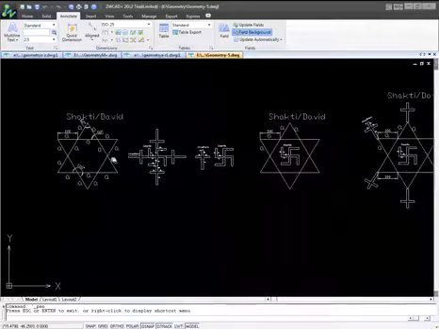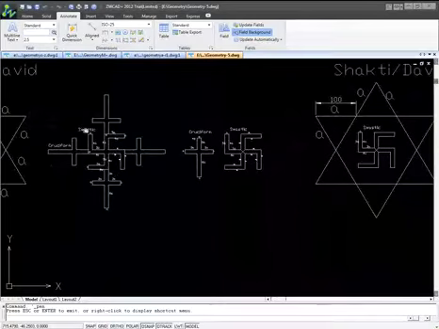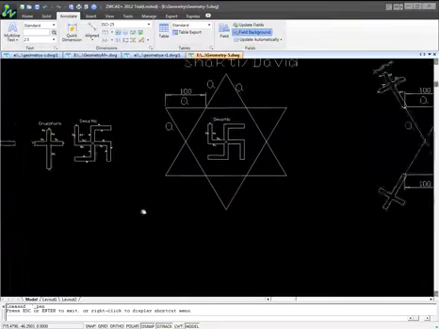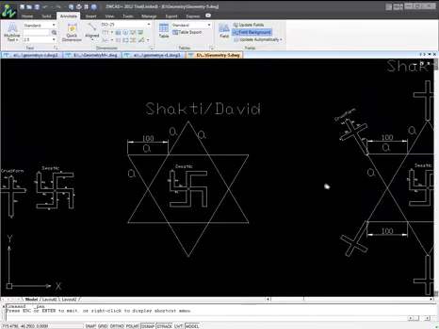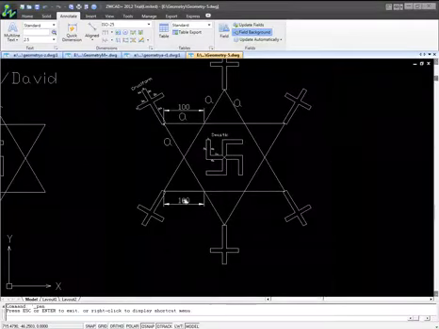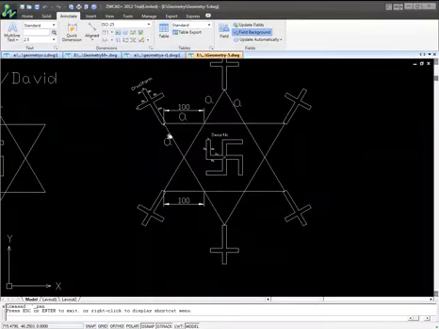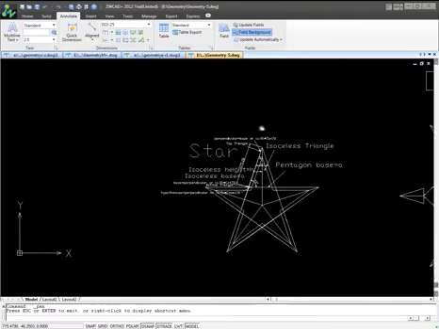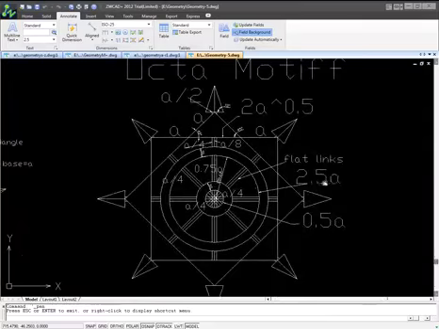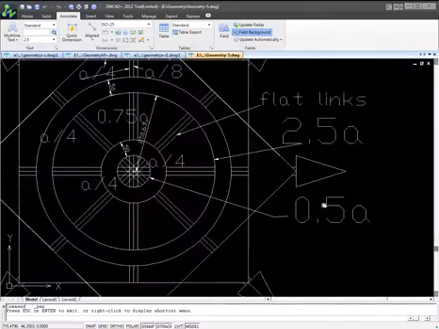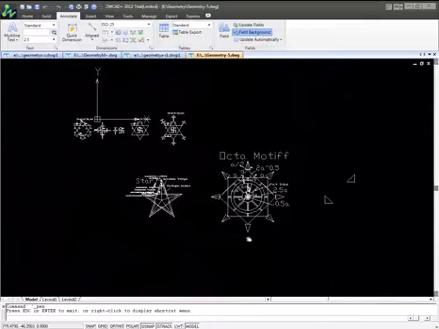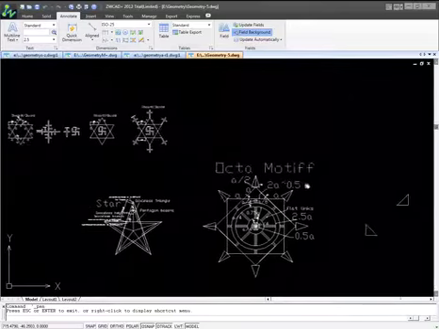This is Shakti David, and this is a combination of swastika with this, and here a separate one, and this is also David inside swastika, and this is a combination of this, I call it swastika inside this David and Shakti. This is a drawing of that one, and then a star is also there. I'll show you later on, but I'm just referring to this motif, the octa motif I discussed before.